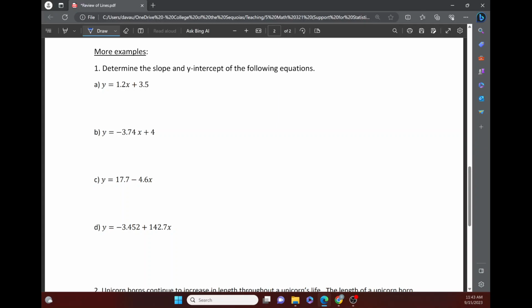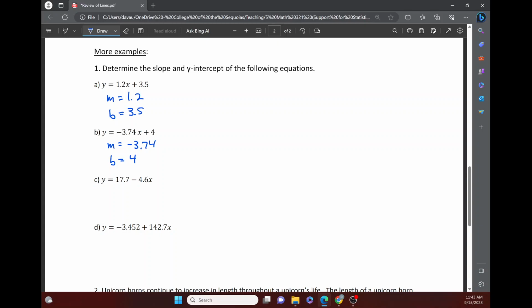Okay, I'm going to work out my solutions now. So again, the slope is the thing we're multiplying by x. So in the case of part A, the slope would be 1.2. The y-intercept is the other number. So in this case, the y-intercept would be 3.5. For part B, the slope is negative 3.74, and the y-intercept is 4.